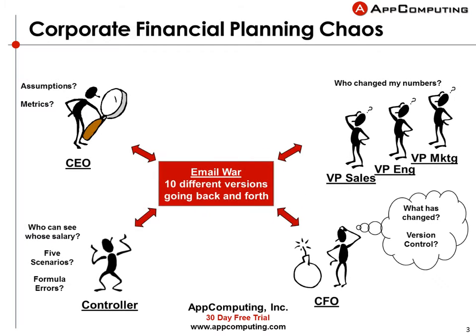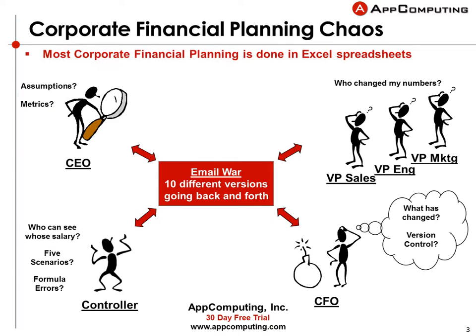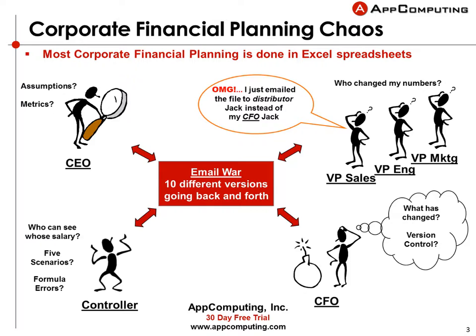This graphic shows the chaos which results from emailing budget spreadsheets. In the center in red, you'll see the main issue of what's known as email war. In other words, multiple versions of a spreadsheet going back and forth within your company. At the top right, you will see the problem that happens when an email is sent to the wrong person. In this case, Jack the distributor, rather than Jack the CFO.